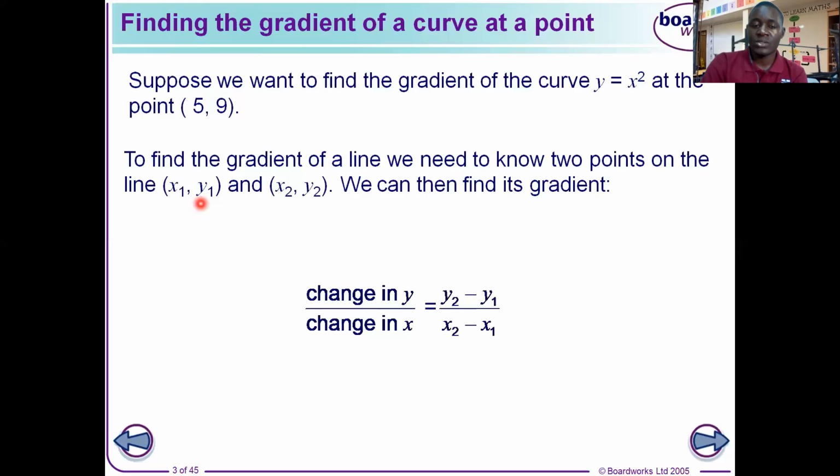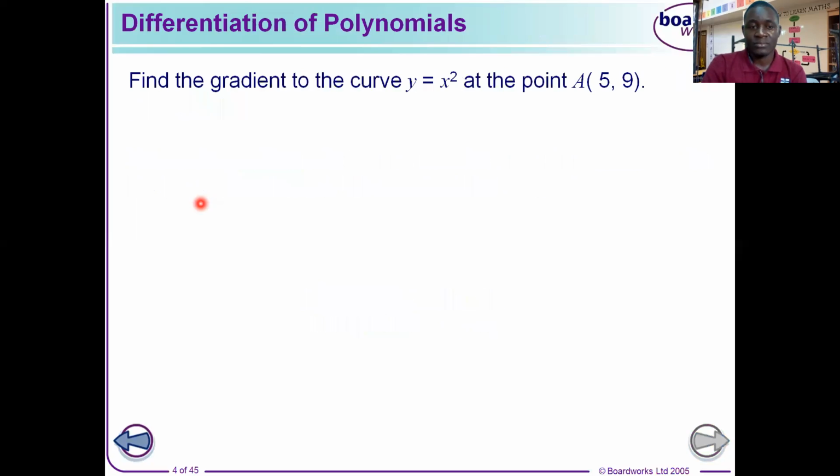So the point given to us to find the gradient is what we hold on to. And what do we hold on to in that sense? We hold on to the value of x at that particular point. I'm sure this will become clearer when we look at the concrete examples we'll be solving right away. So starting with this, we have to find the gradient of the curve y equal to x squared at the point 5, 9.